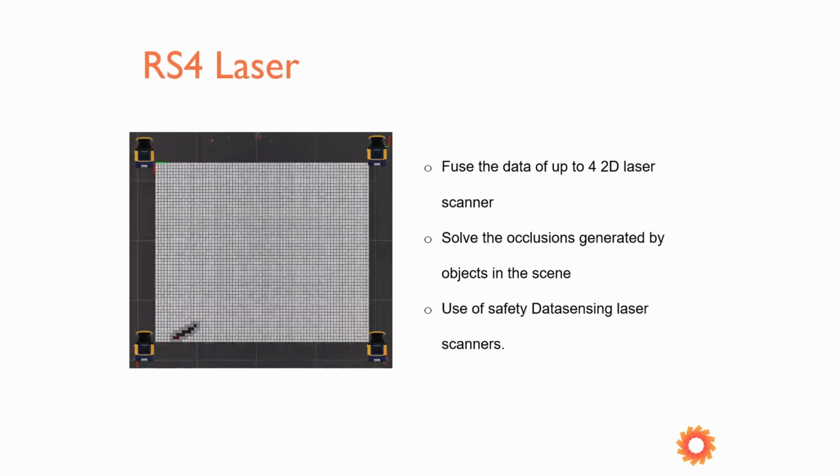The first technology that we have developed is this RS4 Laser. It is based on the data from safety laser scanners, and we created it by fusing multiple data coming from multiple laser scanners, up to 4 laser scanners. In this way, we can reconstruct a 2D map of the environment. On the left, we can see a video of a human, for example, working in the monitored area. And by fusing multiple devices, we can solve the occlusion that can happen if, for example, an object is placed in the scene.